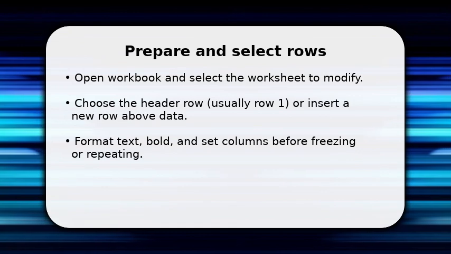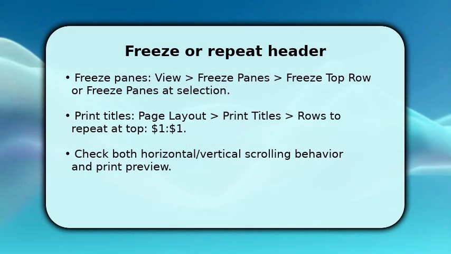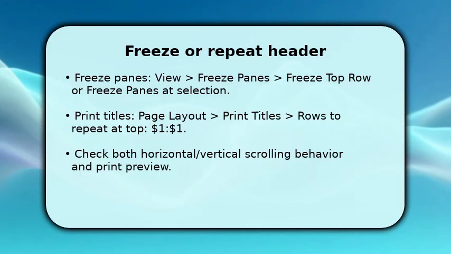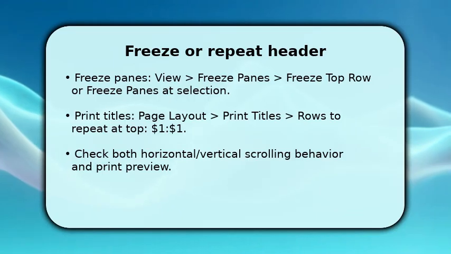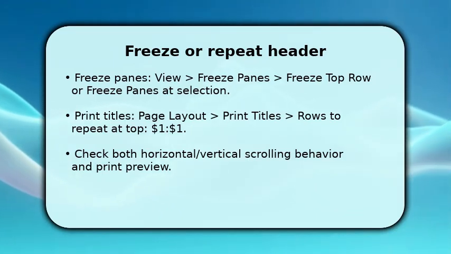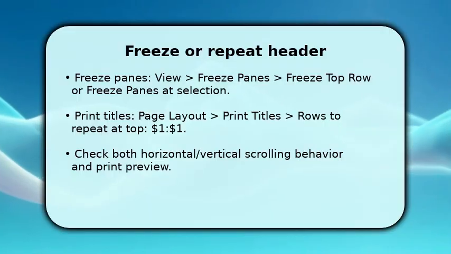Once your header is formatted, decide whether you need it visible while scrolling or repeated on printed pages. For on-screen visibility, use View, Freeze Panes. Choose Freeze Top Row, or select the row below your header and choose Freeze Panes so columns and rows behave as intended. For printing, use Page Layout, Print Titles.